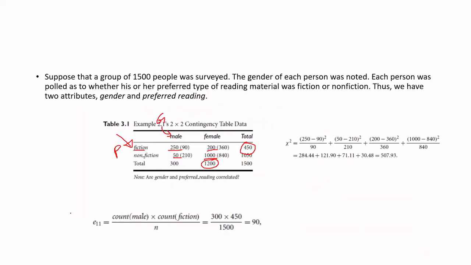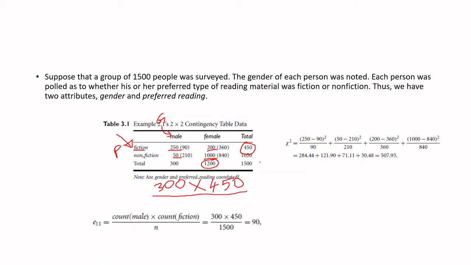So if we take just one cell, the first cell. How many males read fiction? The observed value is 250. Now expected, what we said is, how many males are there? That is 300. Okay, 300 into how many people in total read fiction? That is 450. 300 into 450 divided by n.